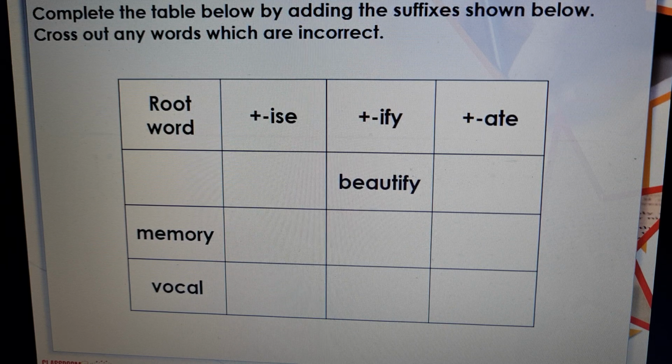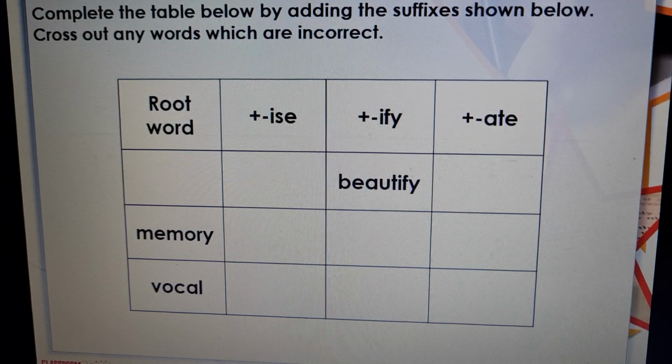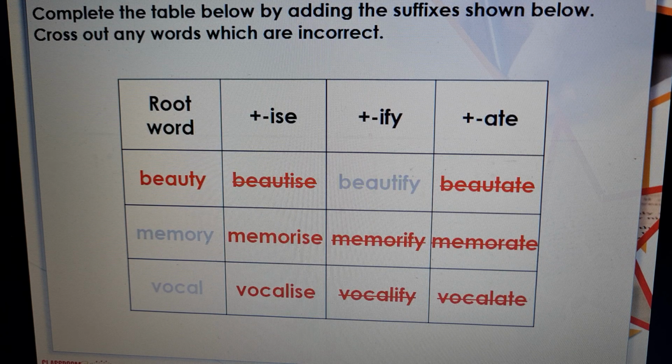Now you've got one root word where we've got beautify, but we haven't got the root word. So I wonder if you can work out what the root word to that word is. Okay, use a dictionary to help you. Pause the video and can you write out that table and make sure you get those suffixes right, please. Right, let's have a look at what the answers are and see if they match what you have. Okay, so I wonder if you got the first one, that the root word is beauty. Of course, there's no such word as beautize, and there's no such word as butate. Okay, it is just beautify.